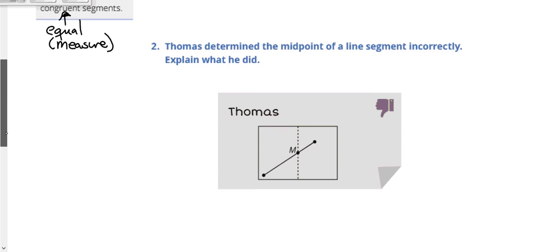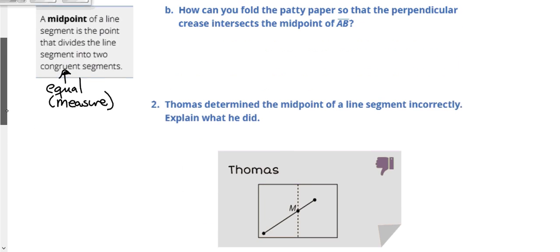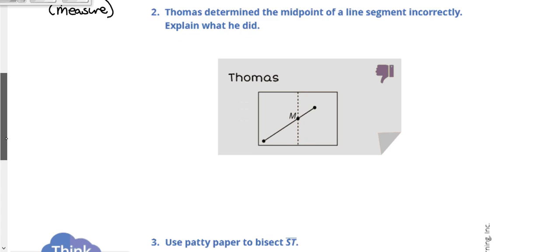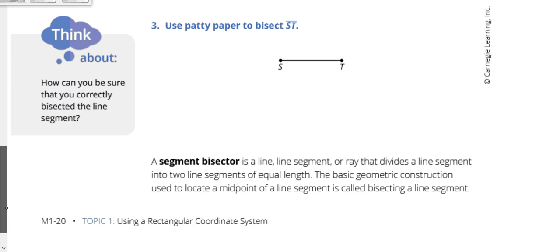And then last little thing here. So again, a midpoint is the point on a segment. I should point that out as well. You cannot have a midpoint on a line because a line goes on for infinity. So a midpoint is the point on a line segment that divides the line segment into two congruent or equal segments or measures.